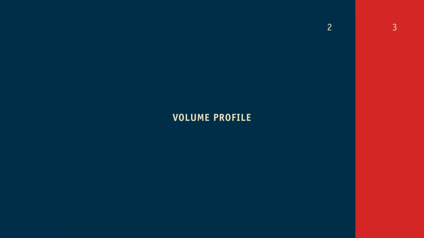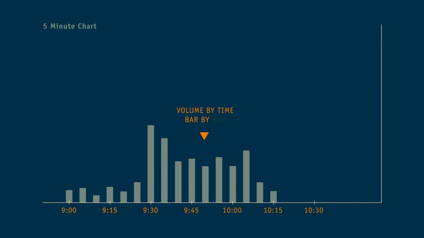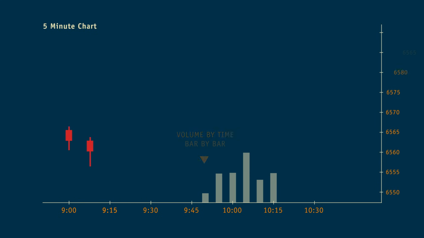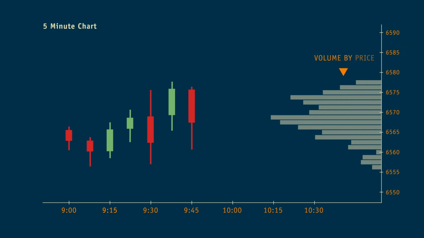Fair value gaps show imbalances across candles. But what if we want to look deeper, inside the candle? That's where the volume profile comes in. Standard volume only shows activity over time. Volume profile maps trading by price. High volume nodes reveal areas of balance where market participants agreed on value. Low volume nodes, the thin spots, reveal rejection zones, where price moved too quickly to build structure.